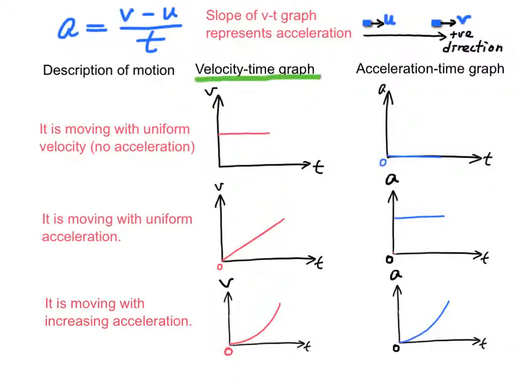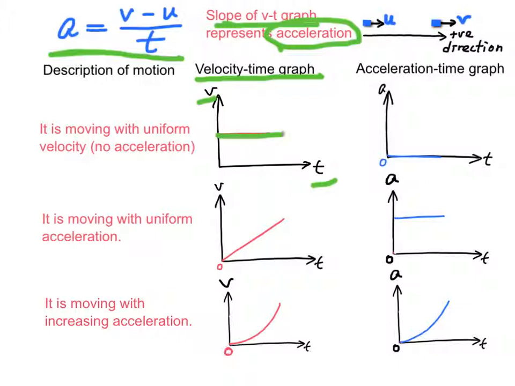For a velocity time graph, which we call a VT graph, the slope of the VT graph represents the acceleration, since a equal to v minus u over t. If the VT graph is a horizontal line, that means the slope equals 0. We say that the acceleration of the body is 0. That means it is moving with uniform velocity, or we say it's moving with 0 acceleration.